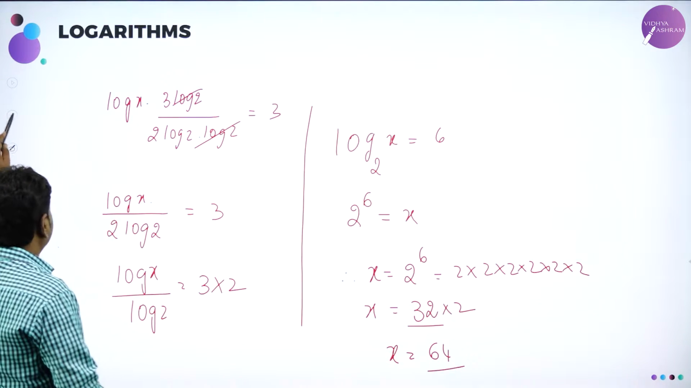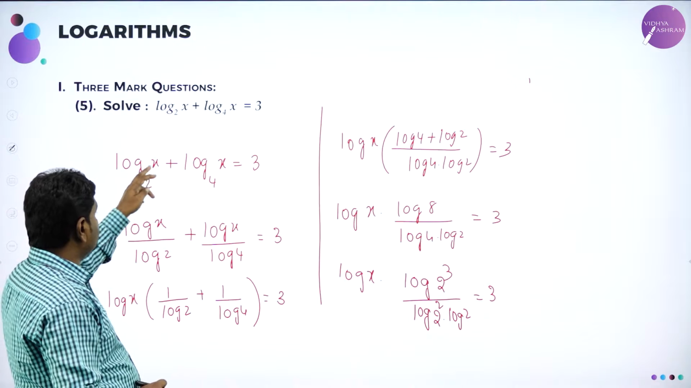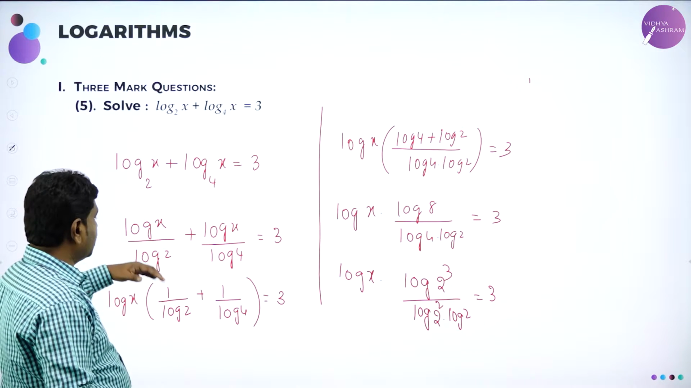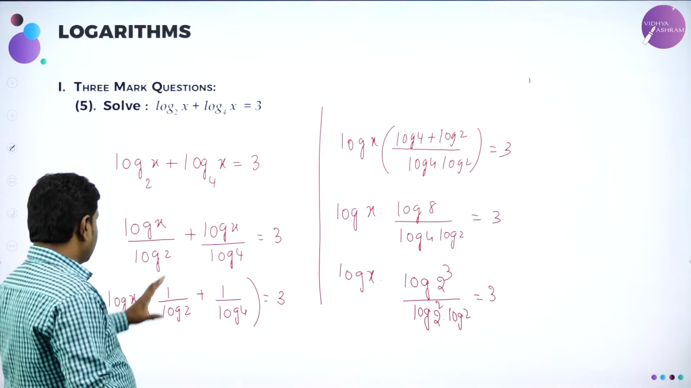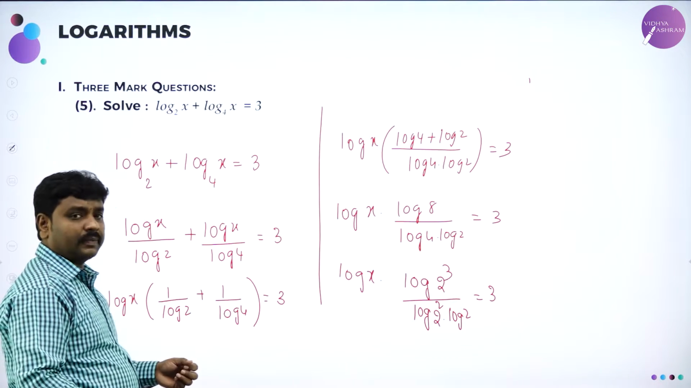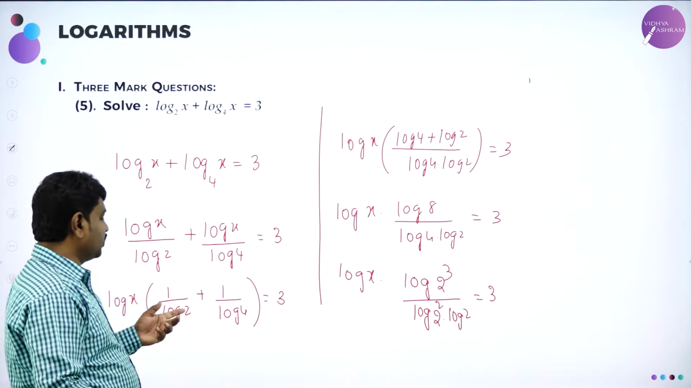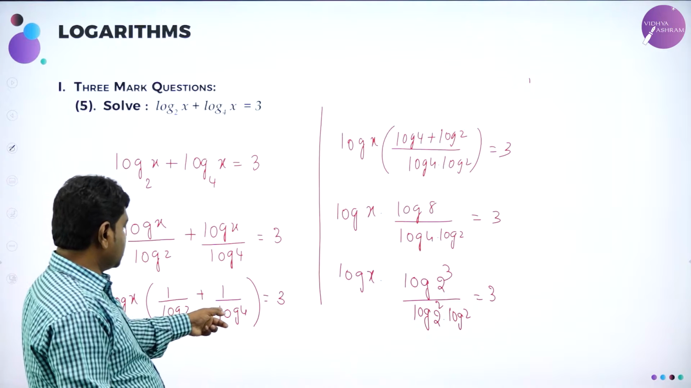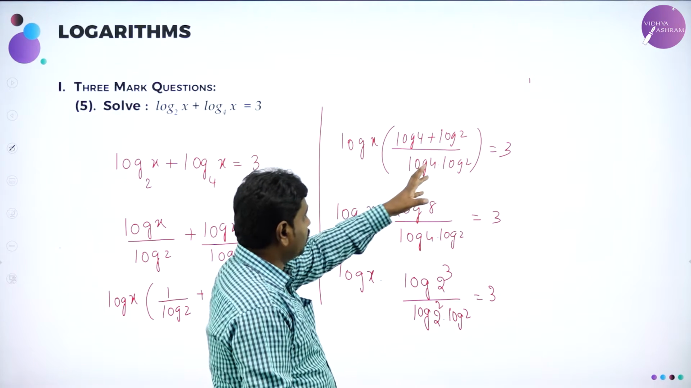So just let me summarize. First I saw log base 2x, log base 4x, bases are not same. So I use change of base rule. I write log x by log 2 plus log x by log 4. Then I took log x common. So I have fractions 1 by log 2, 1 by log 4. So this I can write two ways. I can write using change of base rule or take LCM. If I take LCM, log 4 plus log 2 divided by log 4 into log 2.